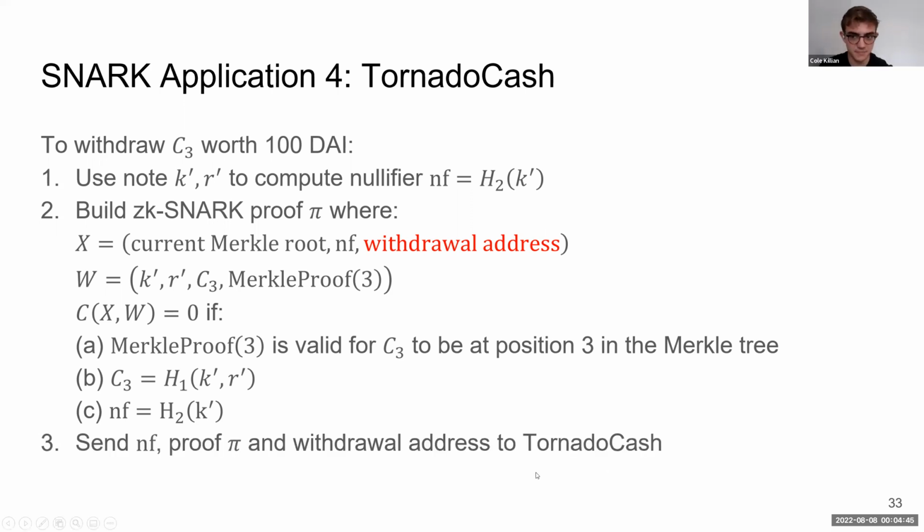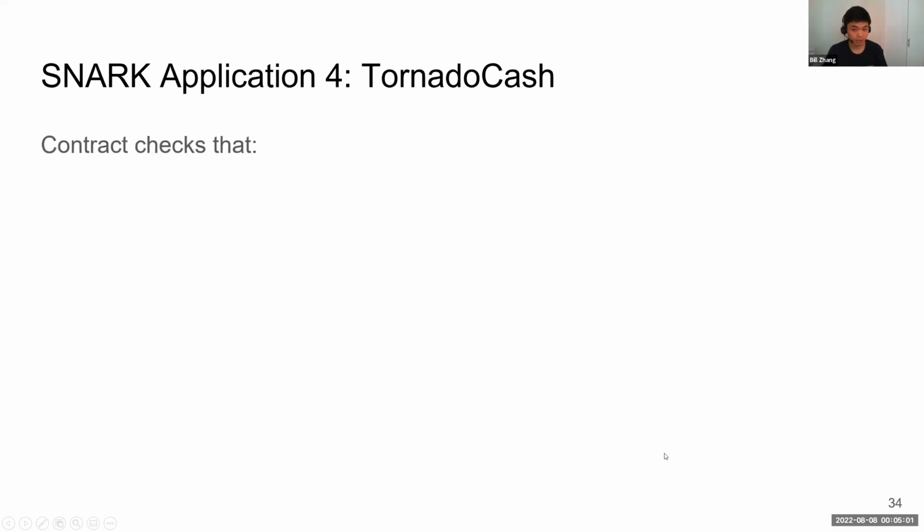Cool. So, yeah. The last step here for us, if we're trying to withdraw money from the smart contract, is we will send our nullifier, and we're going to send our proof, and we're going to send our withdrawal address to Tornado Cash, where we want the money to go. And now what does the Tornado Cash contract do? It'll check a couple things.